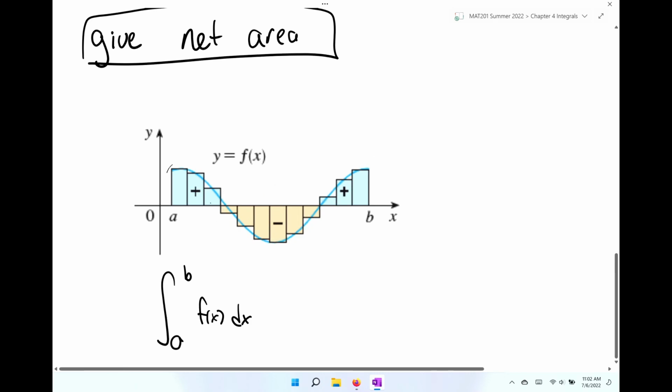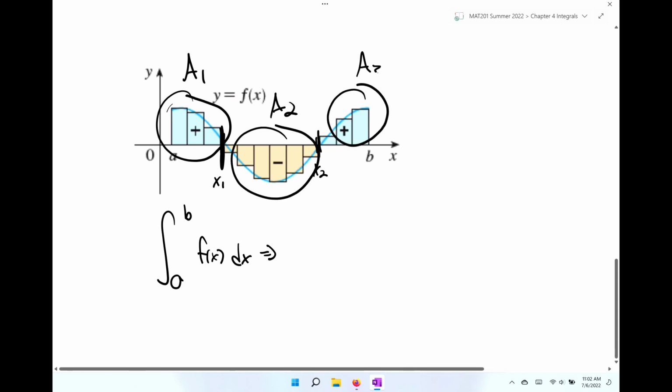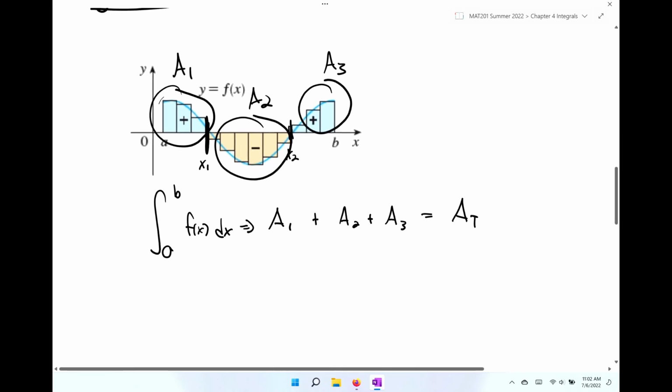would be to say, okay, well, we're going to call this x1, and we're going to call this x2. We can break this up into area 1, area 2, and area 3. So, if I wanted to find their true area, I'm going to have to add up each one of these little regions that I labeled. And to write that out is actually not very difficult at all.